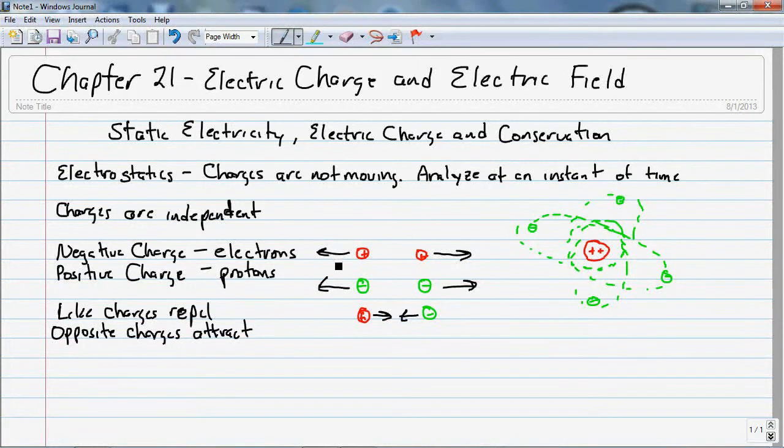Now, remember that the forces or directions are along a straight line between the centers of those charges. So we're not going to see any kind of curving going on. We're just going to assume that they're going in a straight line towards each other or away from each other.